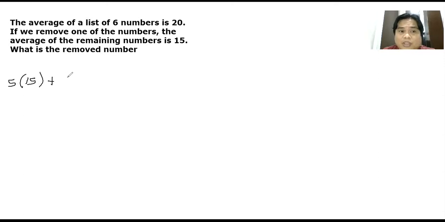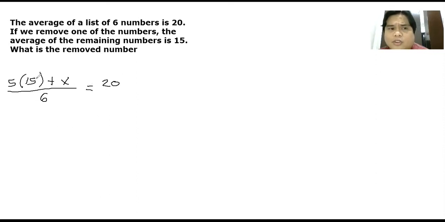Because by the time that you add that other number, when you get its average, you divide this one by 6 now. Why? Because there are now six numbers. Its average now changes from 15, it becomes now 20.